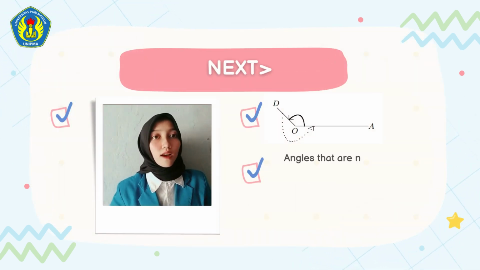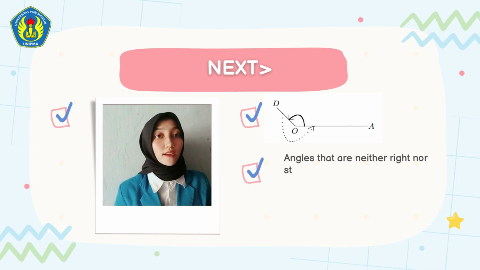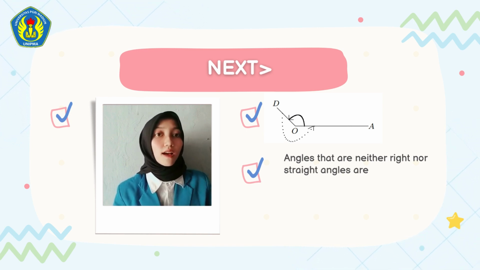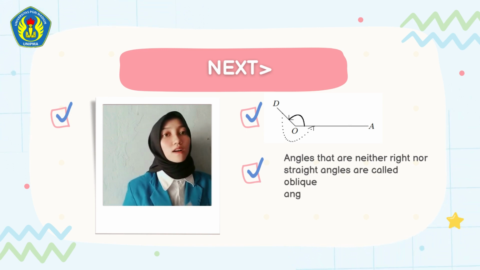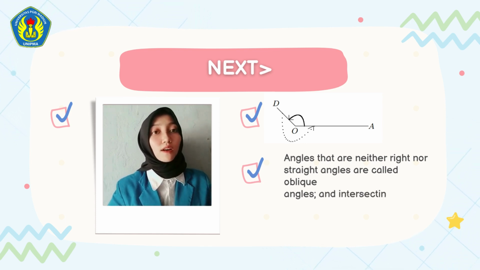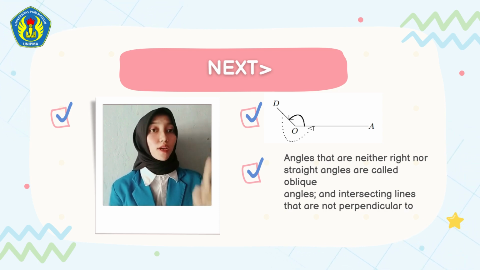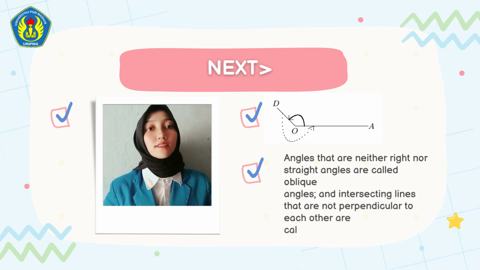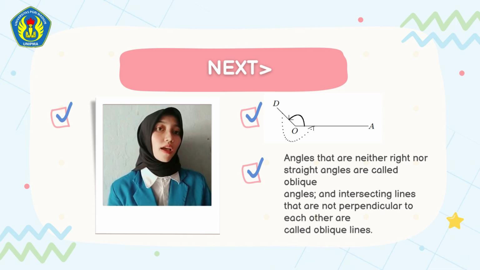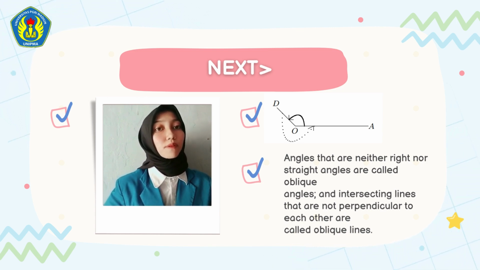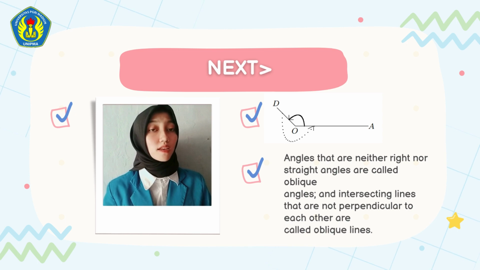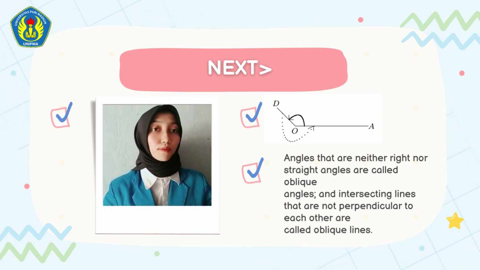Next, angles that are neither right nor straight angles are called oblique angles, and intersecting lines that are not perpendicular to each other are called oblique lines. In geometry, an understanding of oblique angles and oblique lines plays an important role in understanding the relationship between geometric objects and in solving problems involving intersections and different angles.